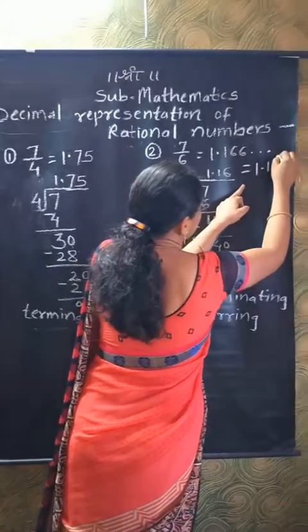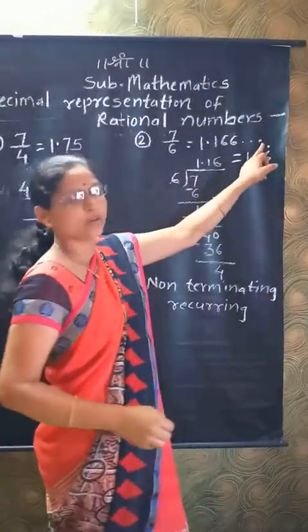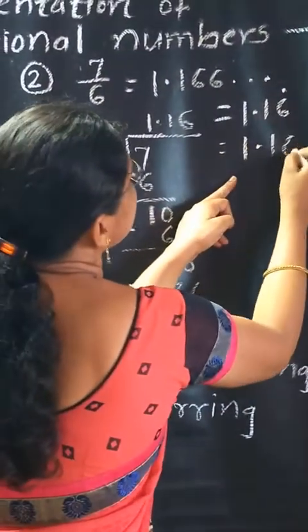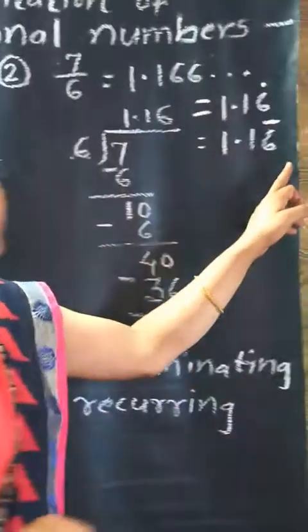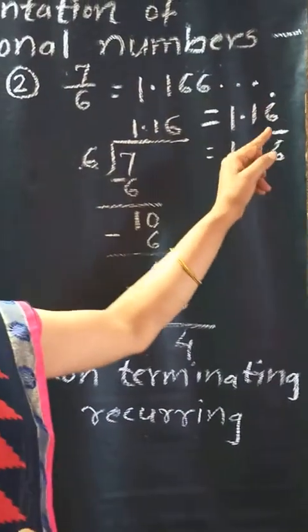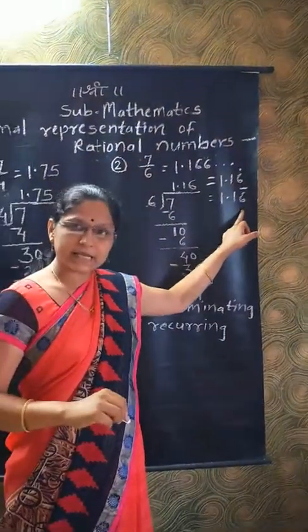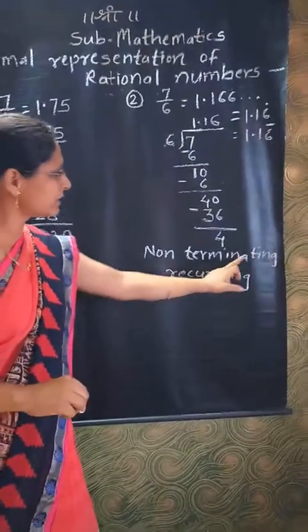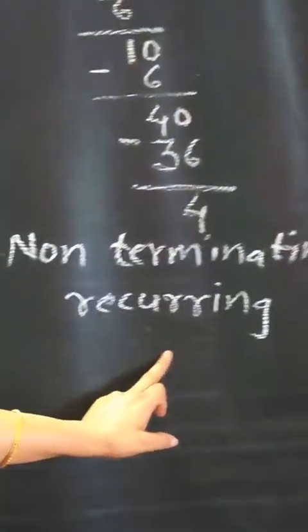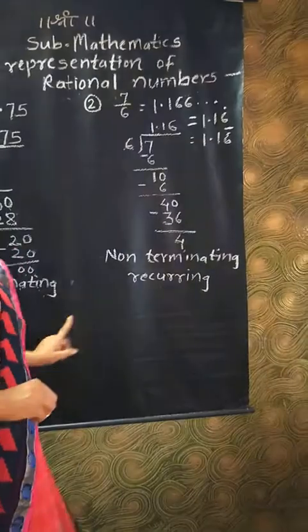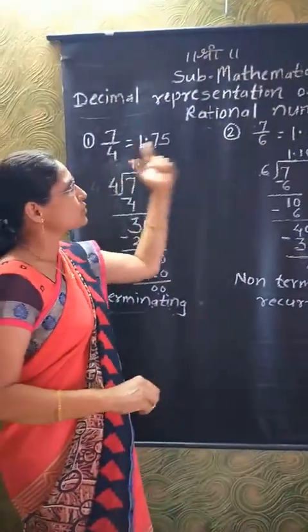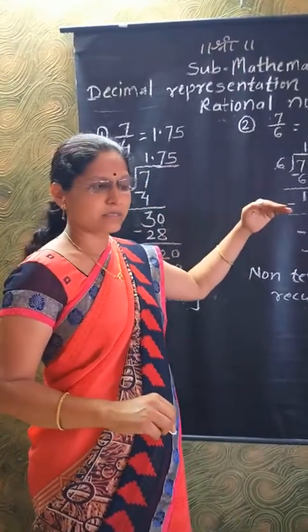1.16, and on the 6 we put a dot or bar. The meaning of this dot or bar is that the digit 6 comes again and again. That is, it is a recurring digit. It is called a non-terminating recurring process. These two numbers are rational numbers.